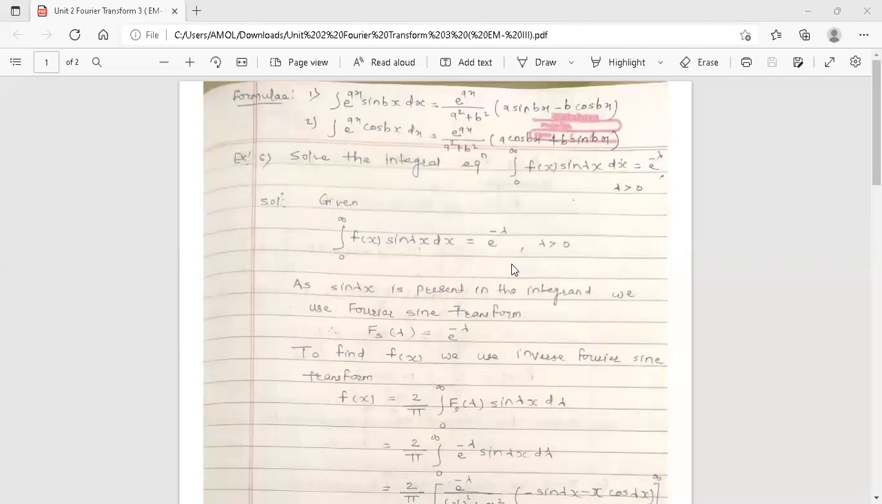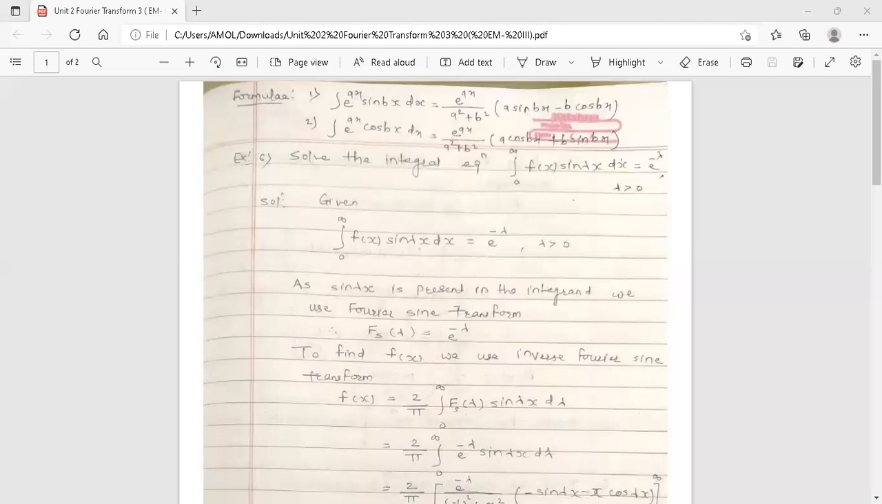So we have been given the value of the Fourier sine transform. This is clear from this integration. Now, as sine lambda x is present in the integrand, we use the Fourier sine transform, and so the value of the Fourier sine transform is equal to e raised to minus lambda. This is clear. Now, to find f of x, meaning the inverse Fourier sine transform, we use the inverse Fourier sine transform formula.